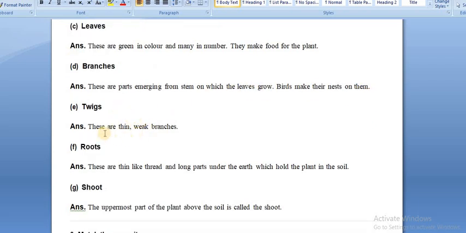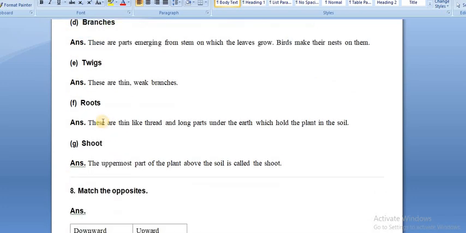Now, twigs. These are thin, weak branches. जो weak होती है और thin branches होती है उसको क्या बोलते हैं? Twigs. Then next one is roots. These are thin, thread-like, long parts under the earth which hold the plant in the soil. Roots जो होते हैं वो पतले थ्रेड के जैसे, डोरी के जैसे, धागे के जैसे लॉन्ग पार्ट्स होता है, वो जमीन के नीचे होते हैं और वो जमीन को पकड़ के रखते हैं. And the roots take water and minerals from the soil.